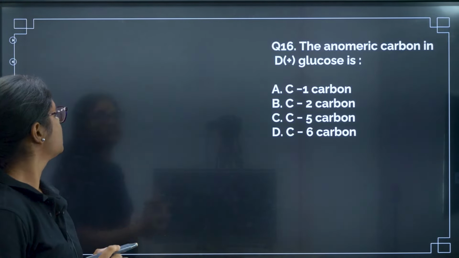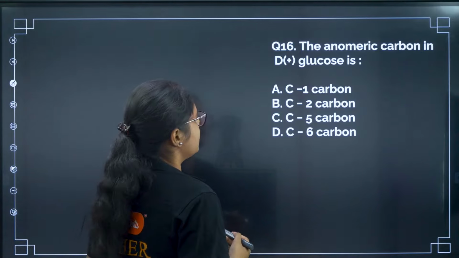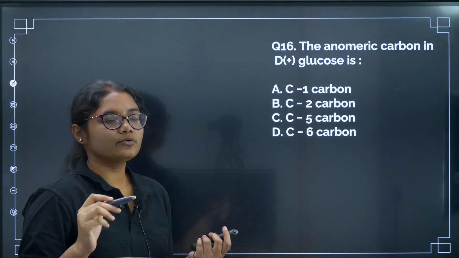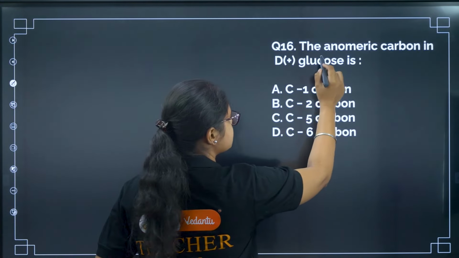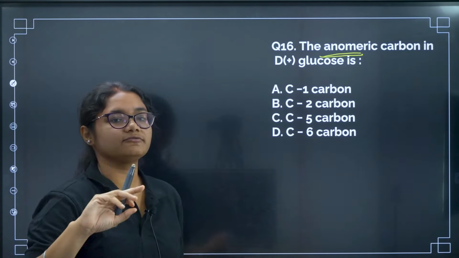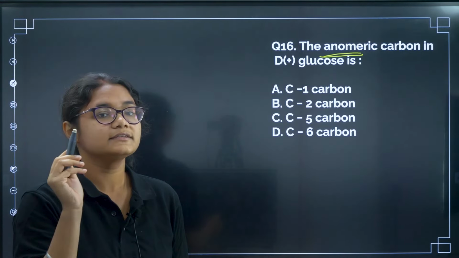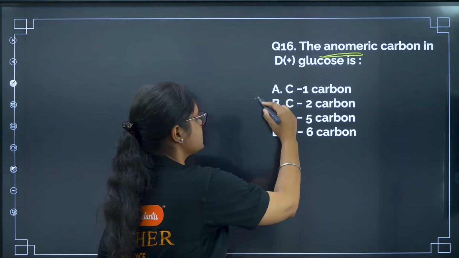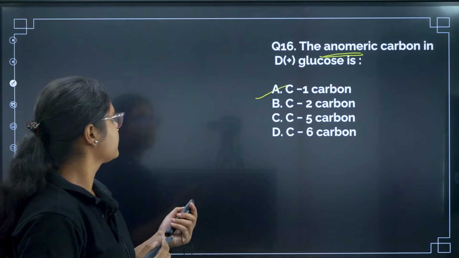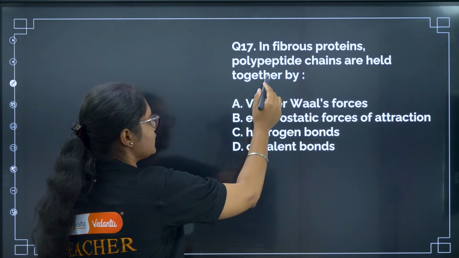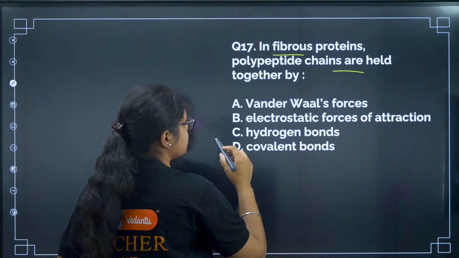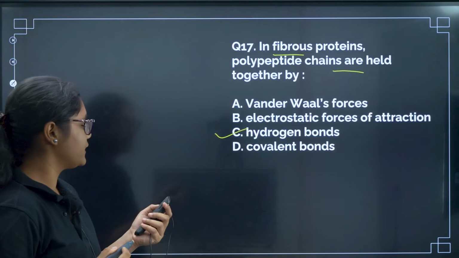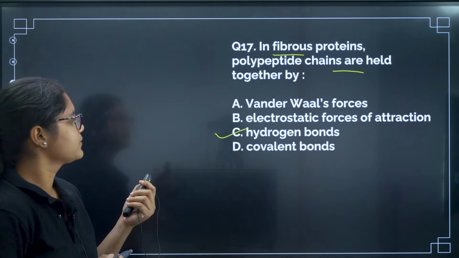Next, the anomeric carbon in glucose. If you remember the glucose structure, anomers are those isomers which differ in configuration only at the C1 position. So the correct answer for this question is option A. Next, fibrous protein. You should know the bond between them, that is hydrogen bonds. So the correct answer for this is option C.